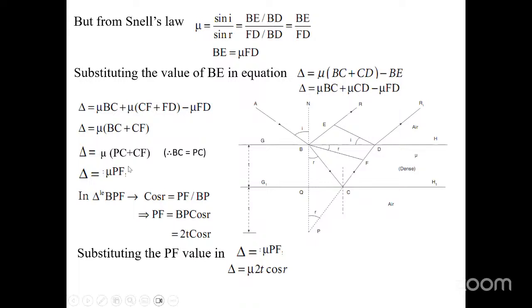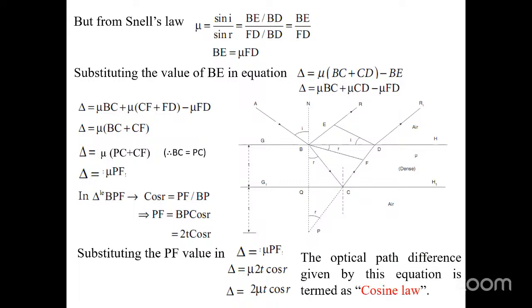So here delta equals mu into what is PT? 2T cos R. So that is 2 mu T cos R, where mu is the refractive index, T is the thickness of the film, and delta equals cos R. So this is a most important short question or essay question. The optical path difference which is given in this equation is termed as the cosine law.